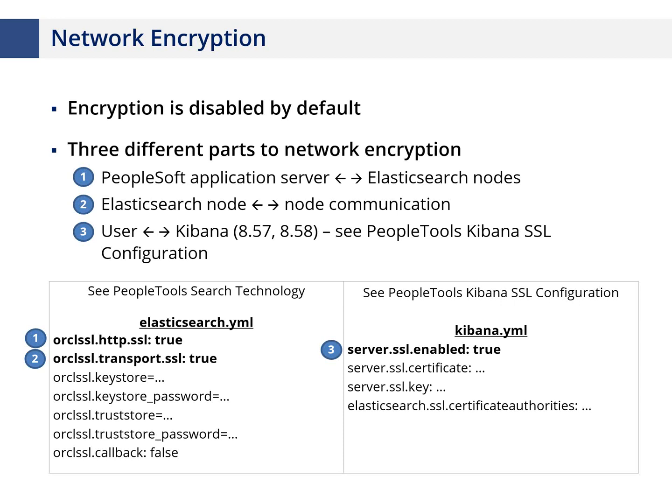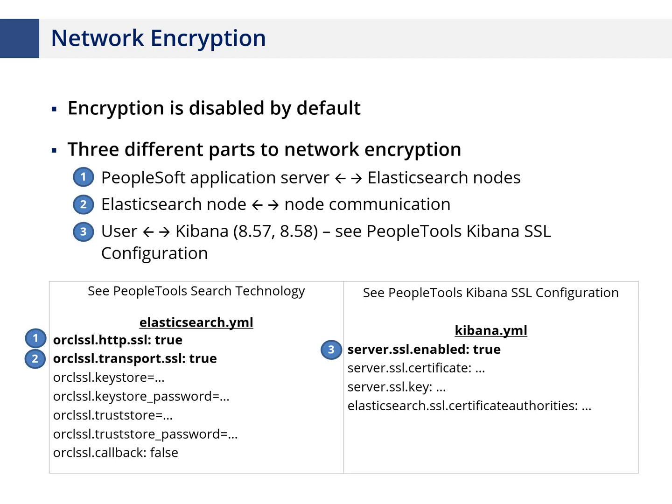So again, the 3 different types of traffic are the PeopleSoft application servers, really the integration broker, talking to the Elasticsearch nodes; the Elasticsearch nodes talking to each other to send data back and forth, so all data is on multiple servers; and then finally, the client end user, which is typically a PeopleSoft administrator or people looking at dashboards, talking to the Kibana server. That's a separate configuration. So when you set up the network encryption for Elasticsearch, you have to do it in 3 different places and configure it independently across those.